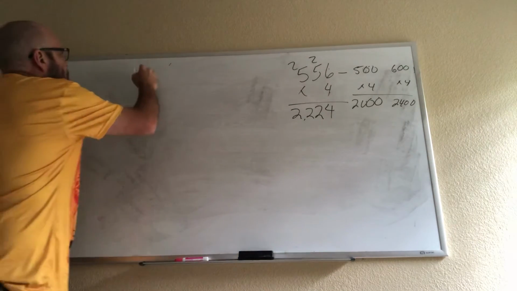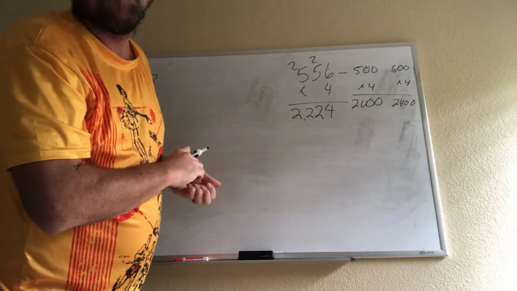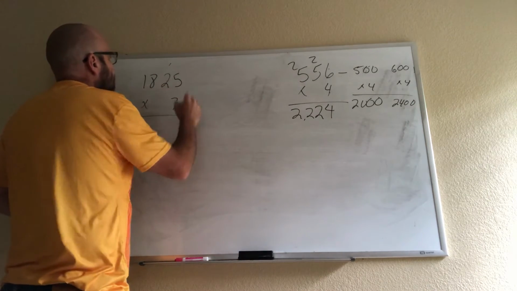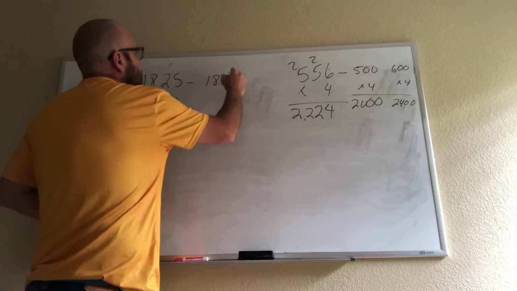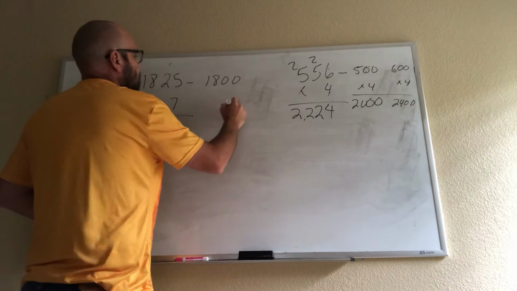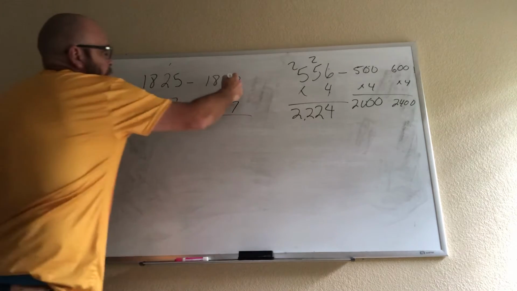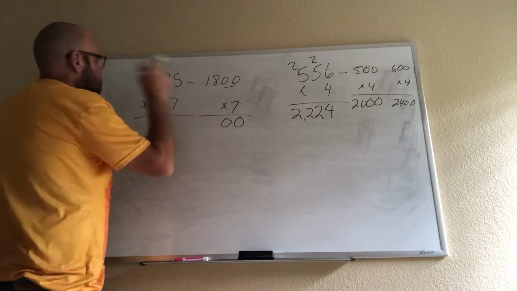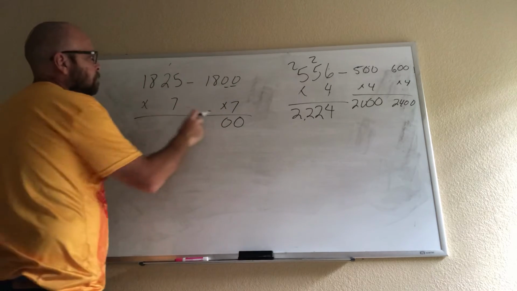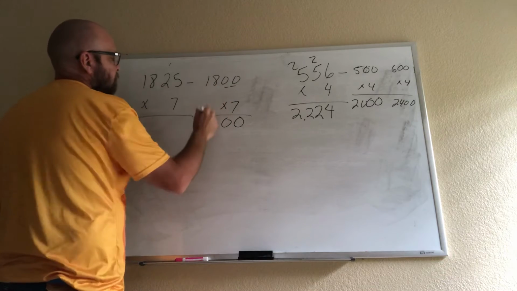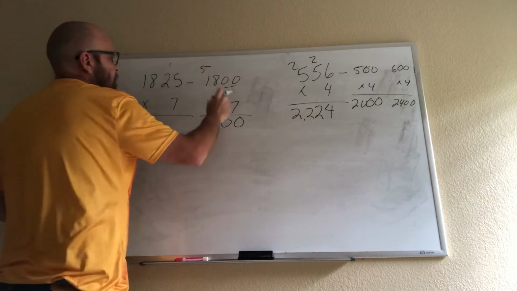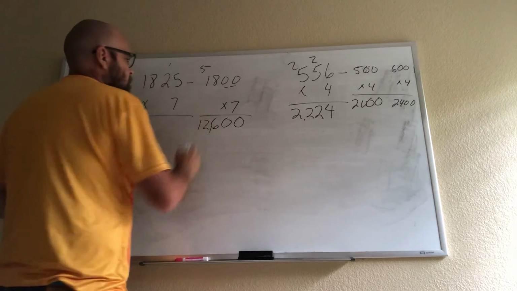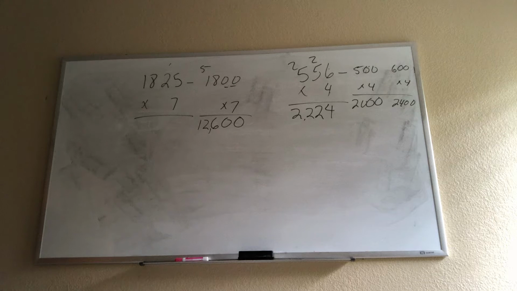Next is 1,825 times 7. If I make this 1,800 times 7, bring my 2 zeros down because if I multiply, that's where it's going to go. My first multiplication of a whole number greater than 0 is going to be in my hundreds place. So 7 times 8 is 56. 7 times 1 is 7, plus 5 is 12. So my answer's got to be somewhere near 12,600.